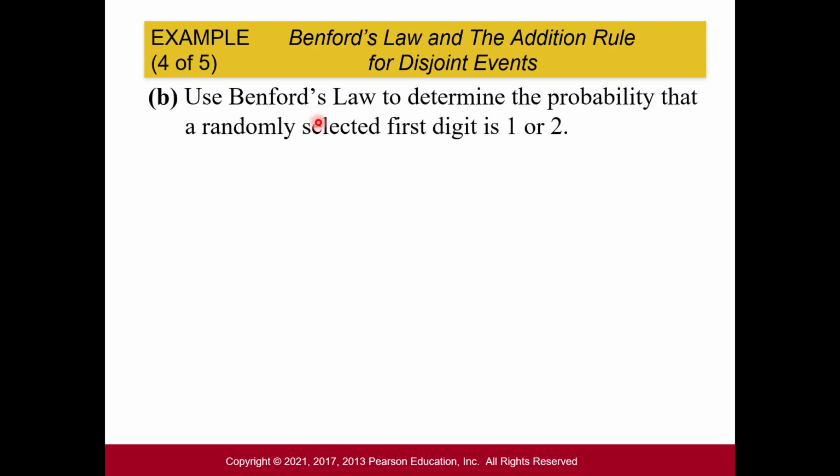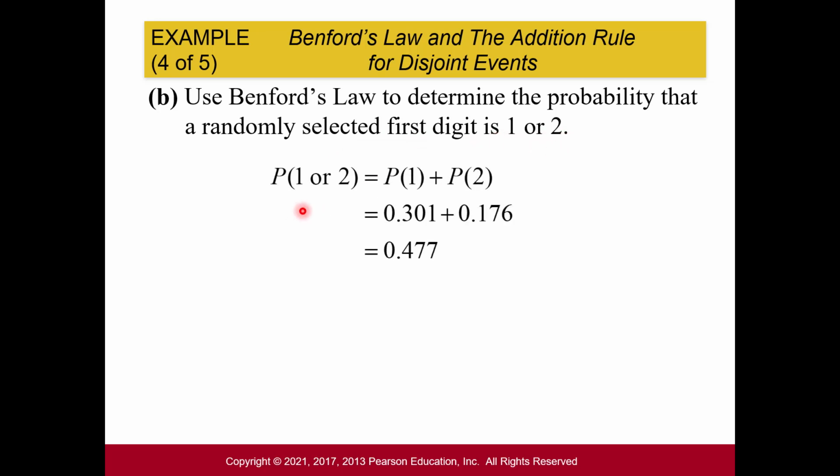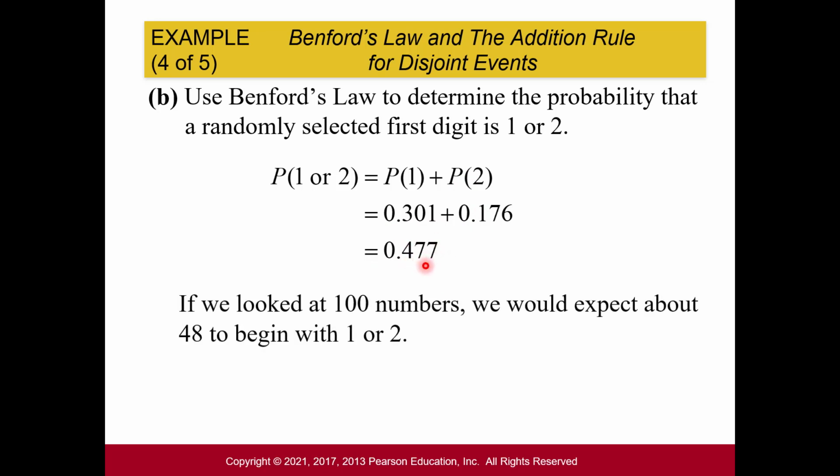So now we're going to use Benford's law to determine the probability that a randomly selected first digit is the number 1 or 2. So we can use our addition rule for disjoint events and take the individual probabilities of the first digit being 1 and add it to the probability of the first digit being 2. So we get a total of about 47.7%. So if we looked at 100 numbers, we would expect about 48 of those numbers to begin with the numbers 1 or 2.